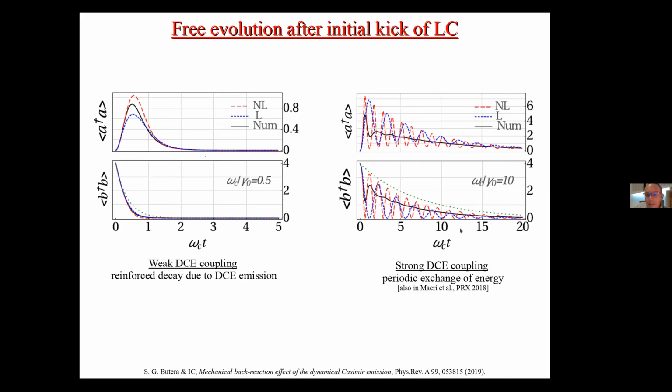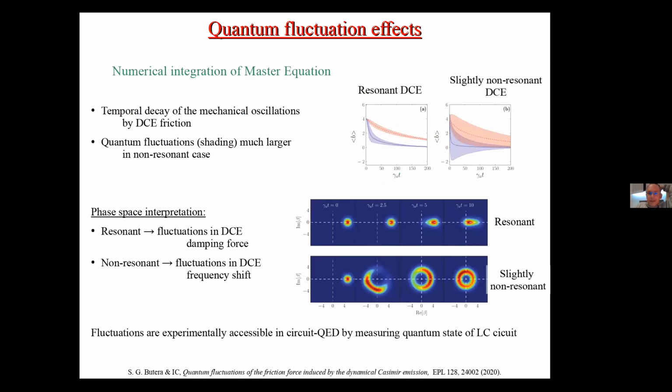For strong coupling, one can even have a periodic exchange of energy between the harmonic oscillator, the LC circuit, and the waveguide. So you see there are these oscillations, and here these oscillations are in counterphase. So there is a periodic exchange of energy between the oscillating mirror, the dynamical Casimir emission, and then back to the mirror. So you have a periodic exchange between mechanical and electromagnetic energy. Quite cute.